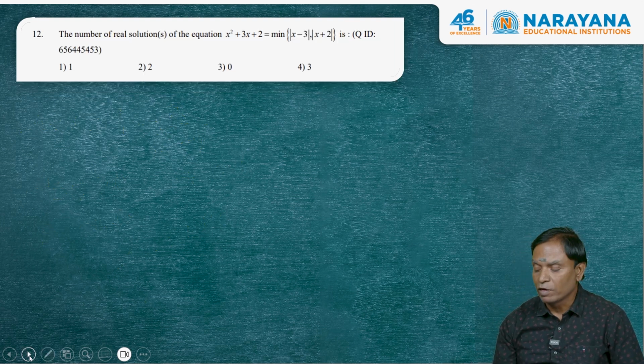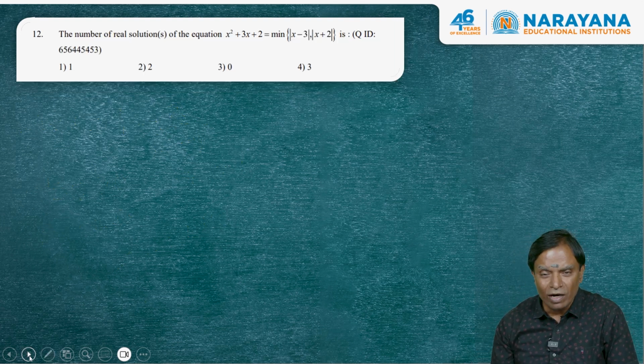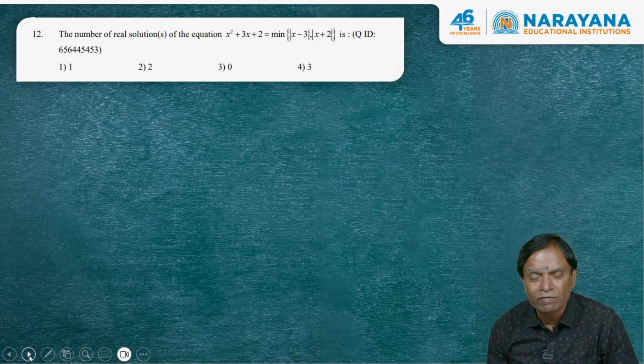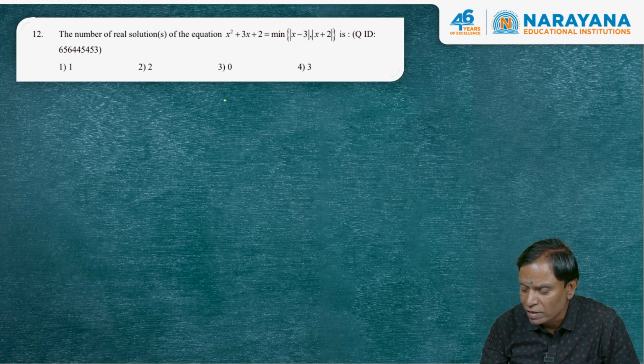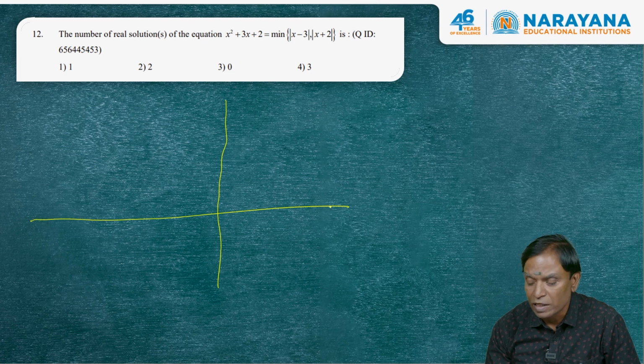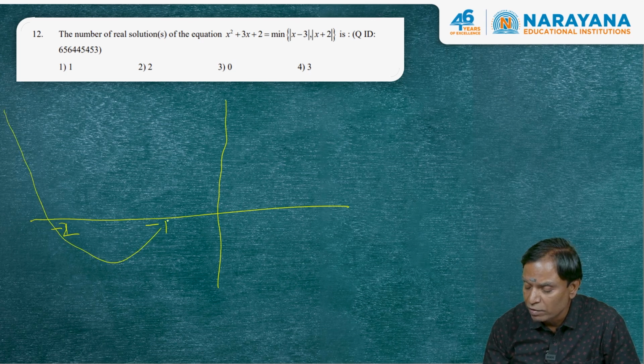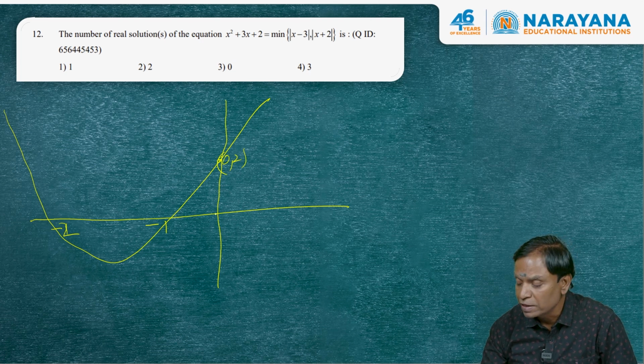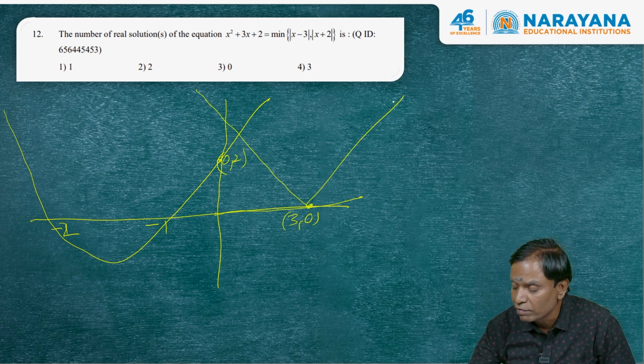You are asked to count the number of solutions. Whenever you are asked to count the number of solutions, our basic approach of solving the problem will be drawing the graph. I think you can draw the graphs of all the three functions. First one is x square plus 3x plus 2. The roots are minus 2, minus 1. You can go for method of nested intervals and you can draw the curve. This is 0, 2. Draw mod x minus 3. Mod x minus 3 is nothing but this is 3, 0. This will be 0, 3. This will be modulus of x minus 3.